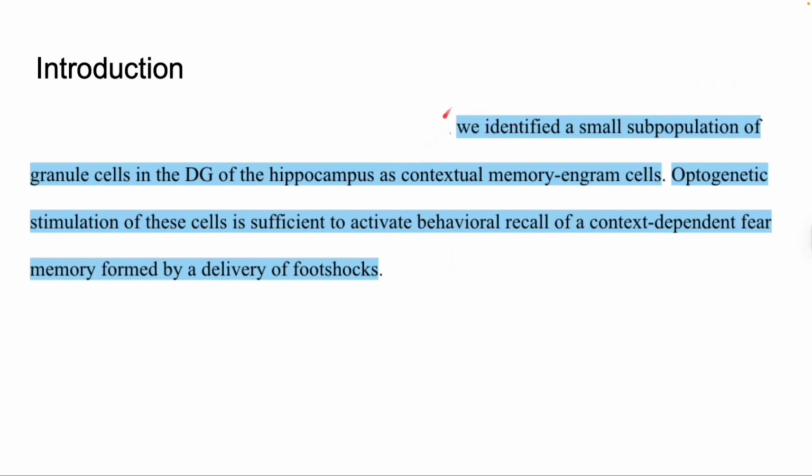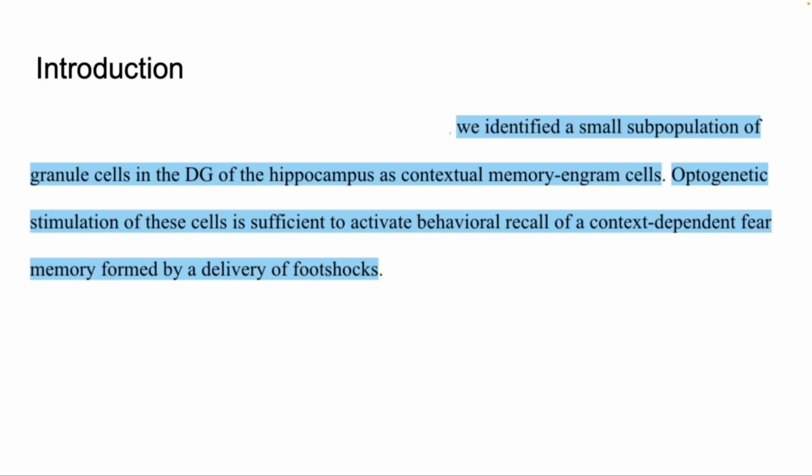I thought it was important that they identified a small subpopulation of DG cells that were contextual memory engram cells. So they're localizing where the context memory is, which allows them to find it so they can manipulate it. And that optogenetic stimulation of these cells can activate behavioral recall. So basically, if we activate the cells, it's the same as the animal remembering, right? This is really what I thought was important for understanding the rest of this paper. The rest of it was just great for leading up.